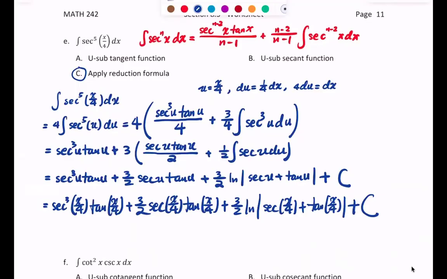Oh, so you have to use it one more time. There's only one and two we can do directly. Anything higher than that, if it's odd, then it's reduction. So you use the reduction formula once, right? So from here to here, here we use the reduction formula.